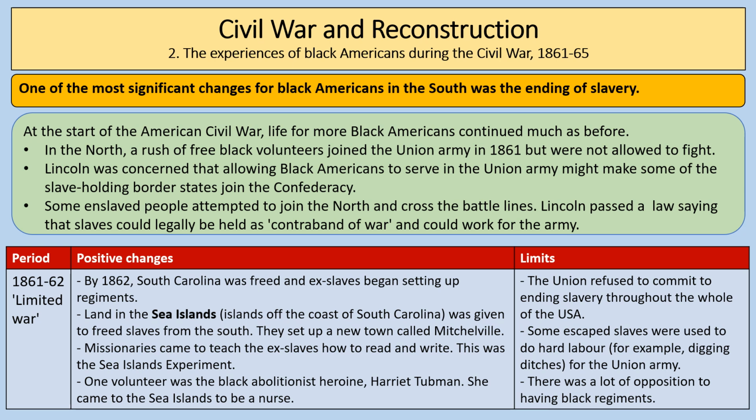So there was conflict and fighting that took place, but it was quite limited. So we're just going to have a look at what happened. Life for most Black Americans continued much as before. In the North, there was a rush of free Black volunteers to join the Union Army, but they were not allowed to fight. Lincoln was concerned that allowing Black Americans to serve in the Union Army might make some of the slave-holding border states join the Confederacy.